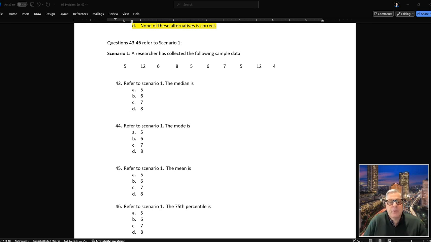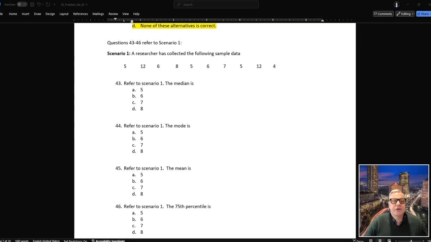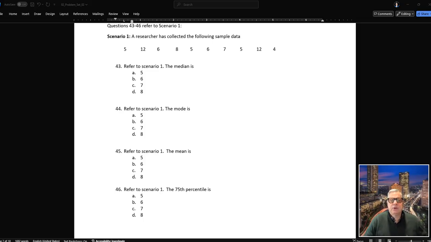Okay, so now we have a problem set, we have data, and we need to identify things like the median, the mode, the mean, and the 75th percentile. So first thing we need to do is sort the data. How many data points do we have? 1, 2, 3, 4, 5, 6, 7, 8, 9, 10.